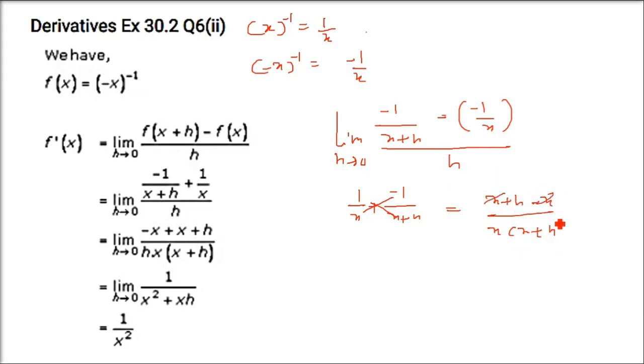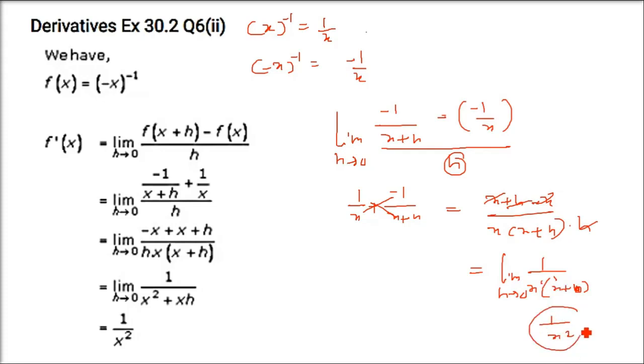X cancels, you already have this h in the denominator. Take this h, cancel it. So we have 1 by x into (x plus h). Now apply the limit h as 0. Apply the limit h as 0, you have 1 by x square. So this is the final result.